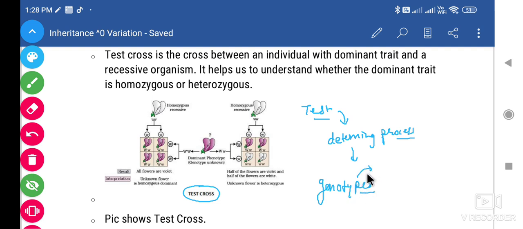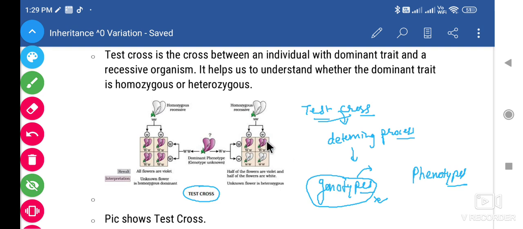We cannot understand the genotype by our naked eye or with a normal microscope. We cannot determine the genotype of any organism, but we can observe the phenotype, the physical appearance. It is impossible to see the genes with the naked eye and a normal microscope. So how do we determine the genotype? There is a process called the test cross, to test which kind of genotypes are present in any organism.